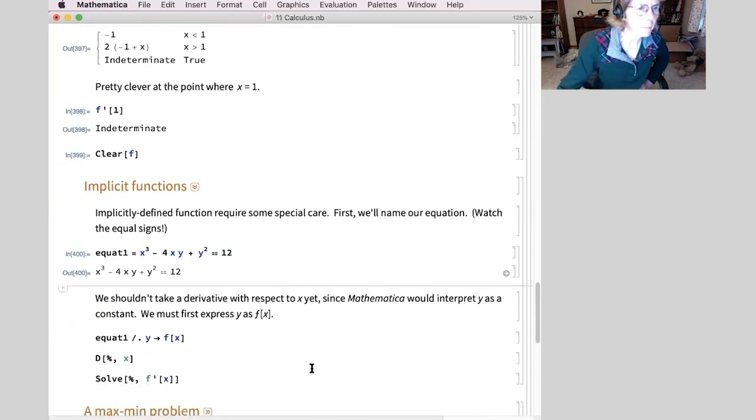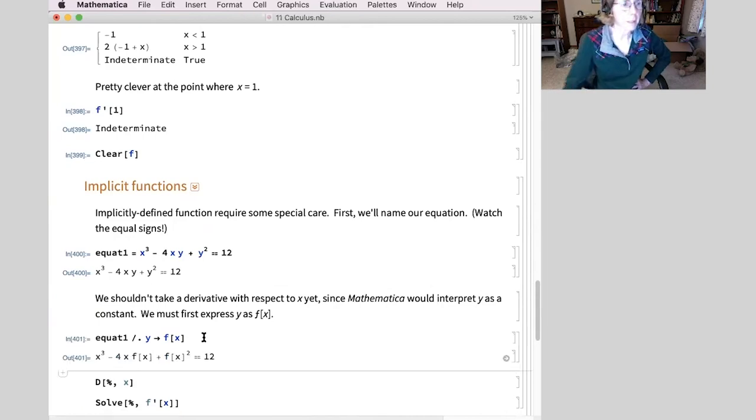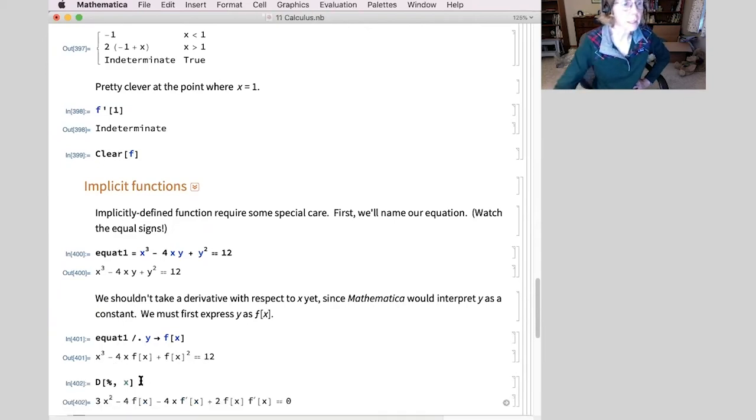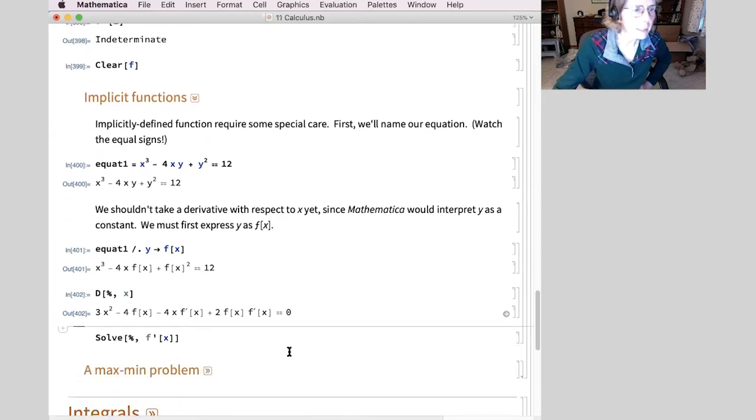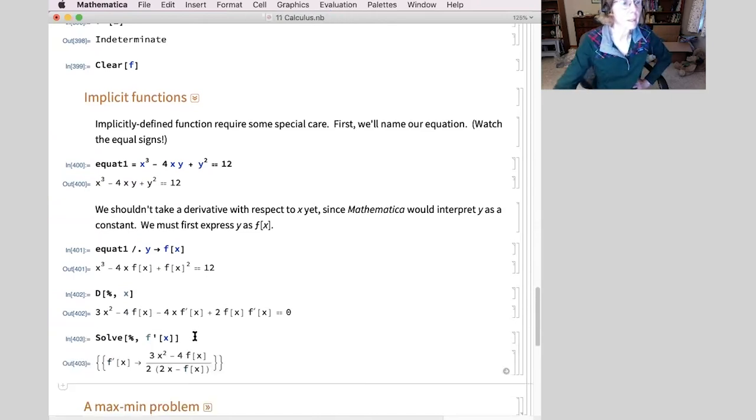Now, I can't take the derivative just of this thing with respect to x because there are a bunch of y's in there. So I'm going to take my equation, and every time I see a y, I'm going to substitute f of x. Now they're all x's, and I can take the derivative of that output with respect to x. Okay, but that's still not quite the end. Then I want to solve that output for f prime of x. And there I get my derivative in a much more convenient form.